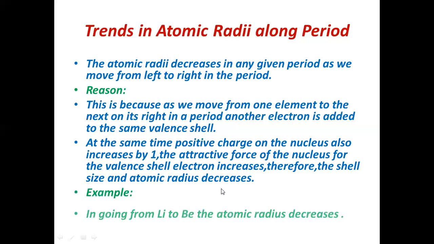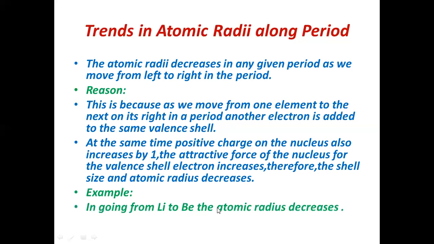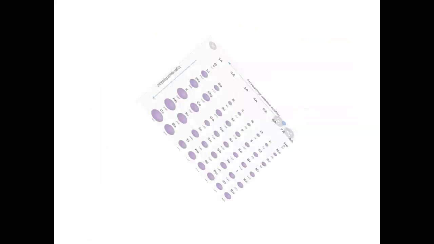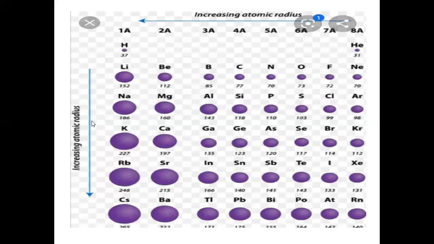For example, in going from lithium to beryllium, the atomic radius decreases. You can see this in the image, from lithium to beryllium, and then onward along the period, the size of an atom decreases. The values of the radii: 152, 112, 85, 77. This is exceptional: 70, 73, 72, and 70. So you can see that when you move from left to right along the period, the atomic radius decreases.